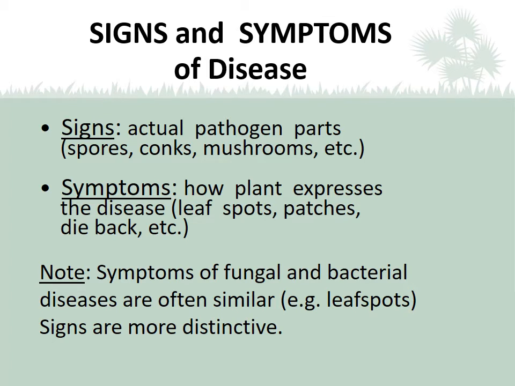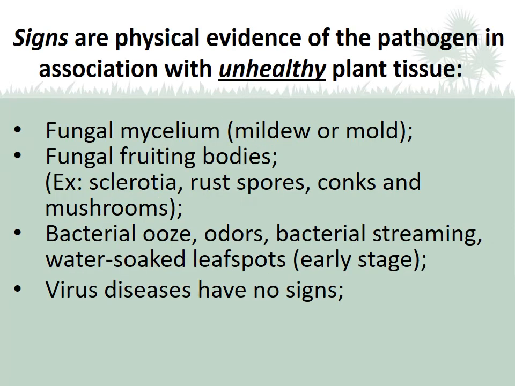It's also important to know that symptoms of fungal and bacterial diseases are often very similar, whereas signs are more distinctive. So when we're trying to identify different pathogens, be it fungal or bacterial, it's very important that we not only focus on the symptoms, the things we see the plant expressing as a result of the disease, but that we also pay attention to what signs are present and identify our fungal and bacterial diseases by the actual pathogen parts as well. So signs are physical evidence of the pathogen in association with unhealthy plant tissue.